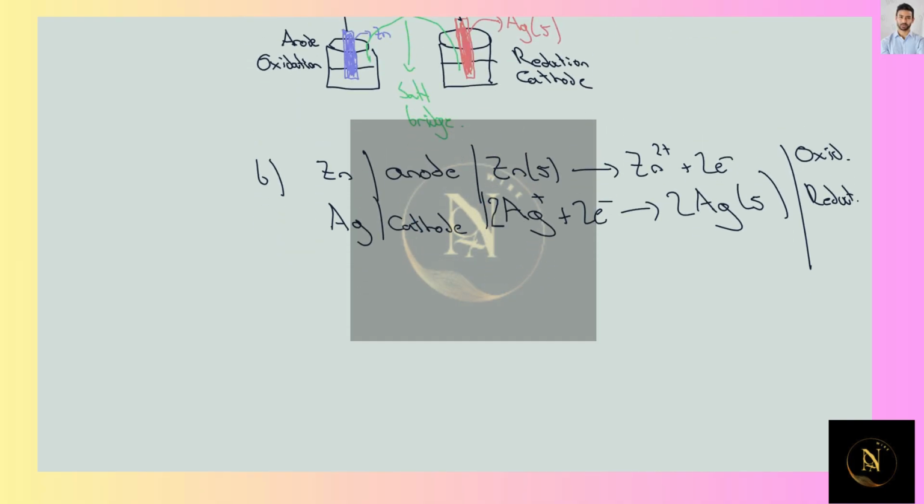Finally, writing this down in the electrochemical cell notation, we're going to have zinc solid, Zn2 plus, silver plus, silver solid.